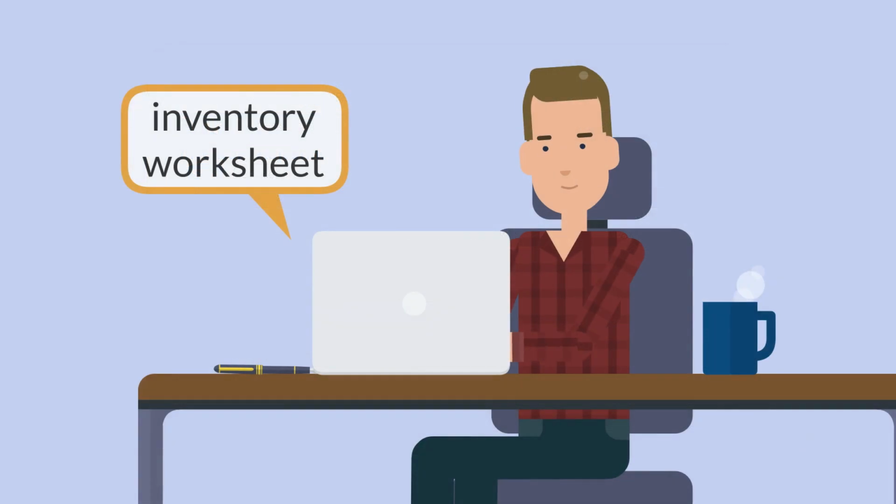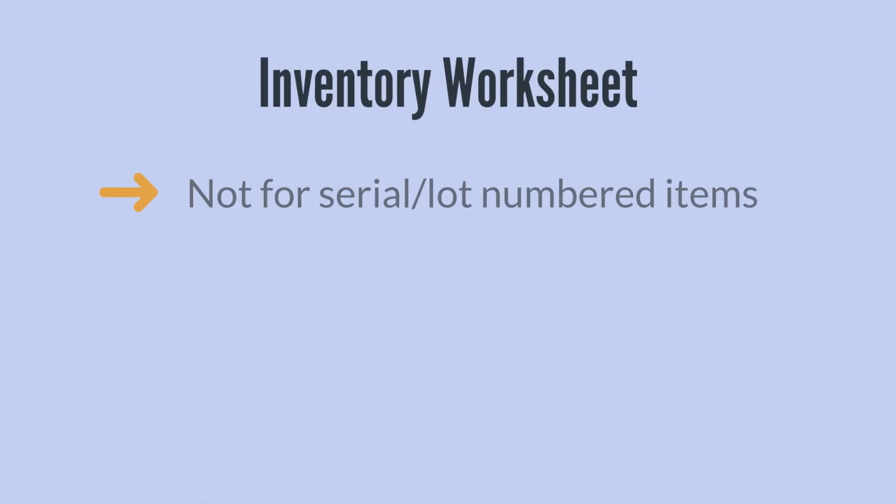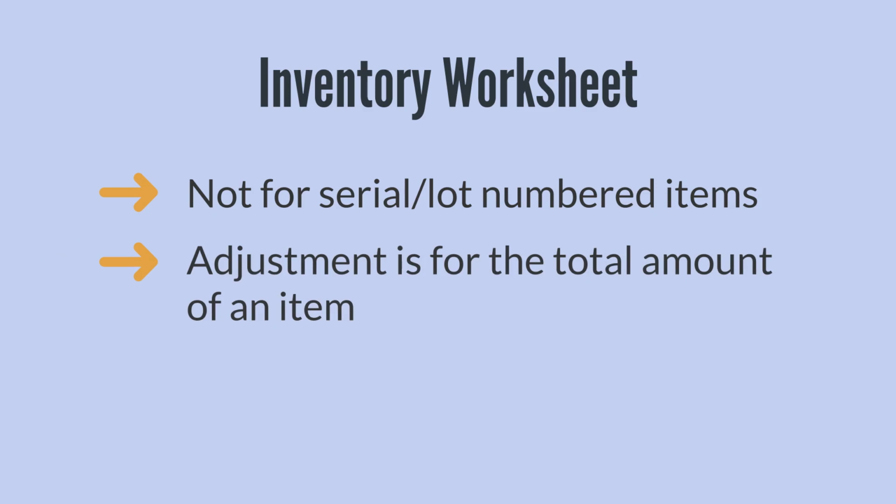Your other option is to use the Inventory Worksheet, which you can use for inventory items that are not serial or lot numbered. Unlike the Adjust Inventory form, the adjustments you make on an inventory worksheet represent the total amount of each item that you have in inventory, rather than simply the amount being added or subtracted to the total. It's kind of like a mass update for inventory count. A common use case for this method would be to record the total amount of certain inventory items after you perform a manual inventory count in your warehouse for those items.